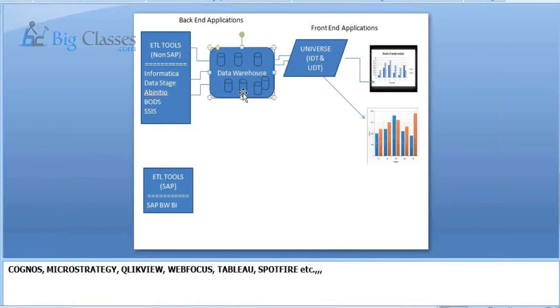Now look at this. This data warehouse and these databases will be maintained by the DBA team, the database administrator team. And these ETL tools will be maintained by the ETL team, extraction and transformation. So these are all the back-end applications, the DBA team and the ETL team.